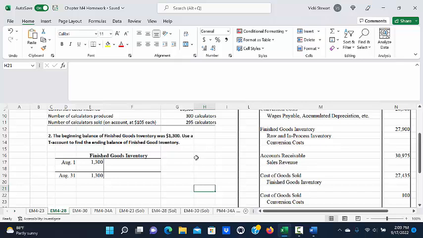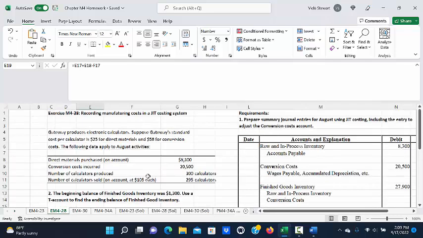The next part of the problem, Part 2, states that the beginning balance of finished goods inventory was $1,300, and it asks us to use a T account to find the ending balance of finished goods inventory. Well, we know that we transferred to finished goods inventory $27,900 for the items that were completed, and then we credited finished goods inventory for the items that were sold for $27,435. So that gives us an ending balance of $1,765.